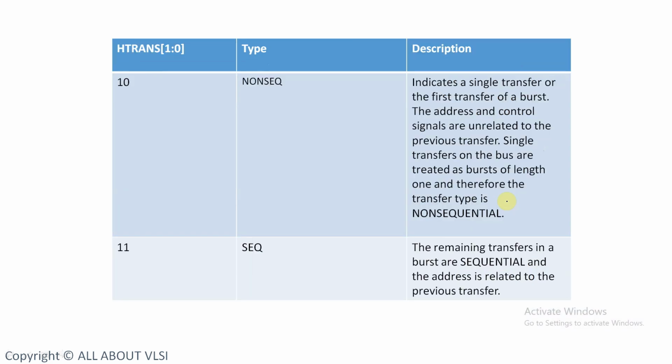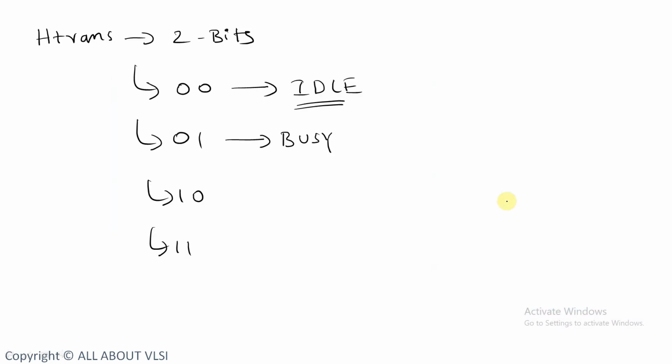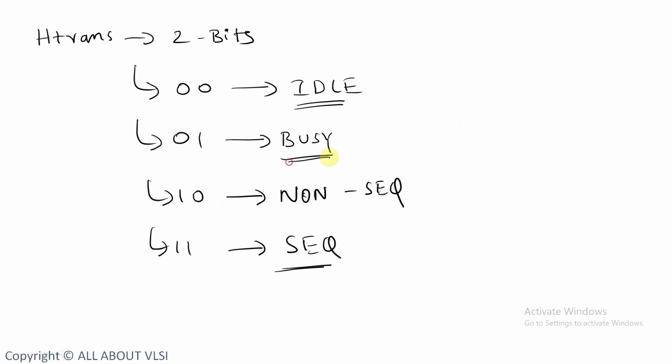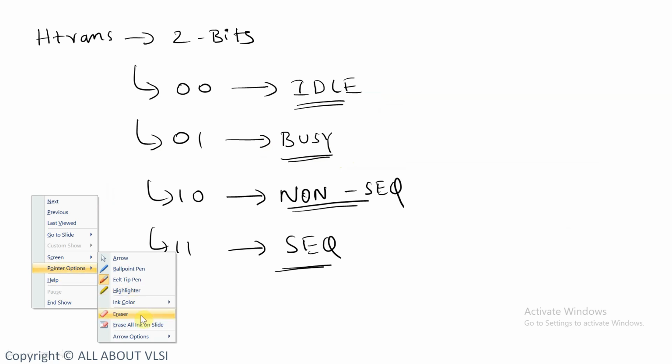Coming to the next type of scenarios, 1 0 and 1 1. 1 0 stands for non-sequential type of transfer, and 1 1 stands for sequential type of transfer. This is very important to understand. Idle and busy, by the name also we can understand: the master is idle, and the master is busy. Now coming to 1 0 and 1 1, non-sequential and sequential, we need to understand them carefully. Let us try to understand what we mean by non-sequential and sequential.